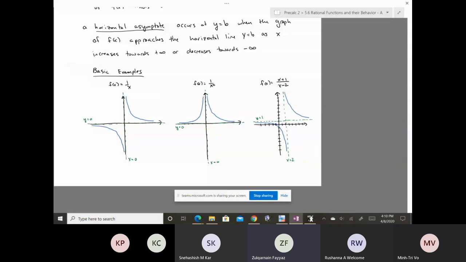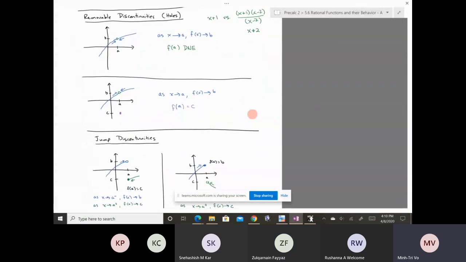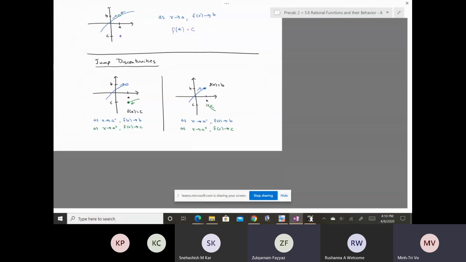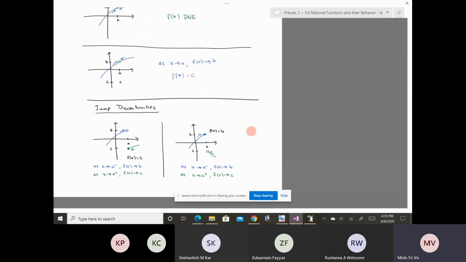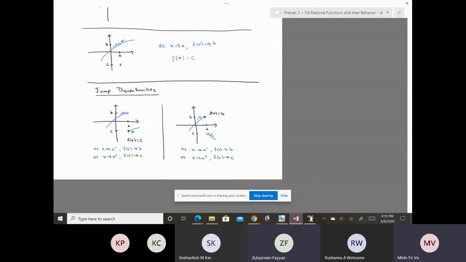And the jump? You don't have to worry so much about the jump, because it doesn't show up in this section. They deal with piecewise functions, but we didn't do piecewise functions in this chapter.